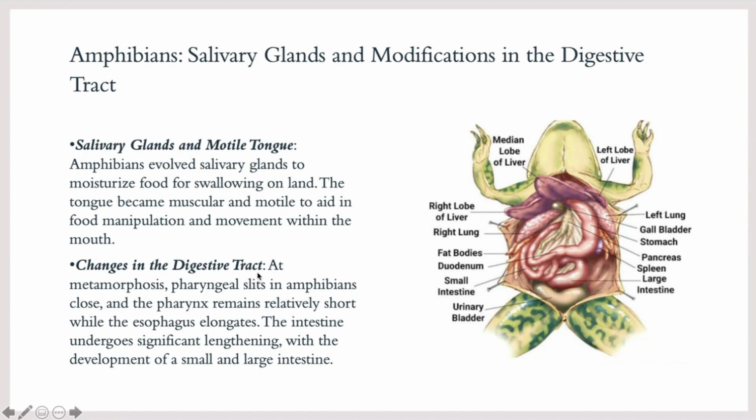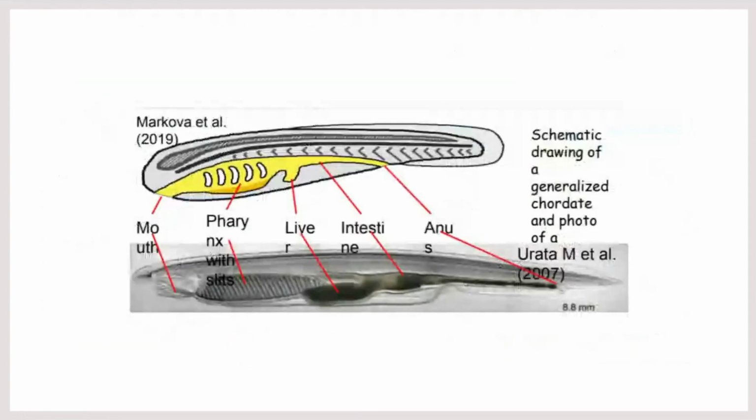Now, during metamorphosis, or just before metamorphosis actually, metamorphosis is when they go from their embryo and larva stages to their adult stages. But whilst they are still larvae living in water, when they are tadpoles, for example, they still have their pharyngeal slits. In the beginning, the way they're getting their nutrients is by removing nutrients from the water through their pharyngeal slits, right?